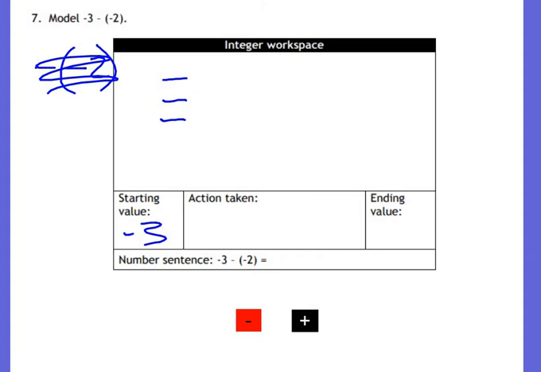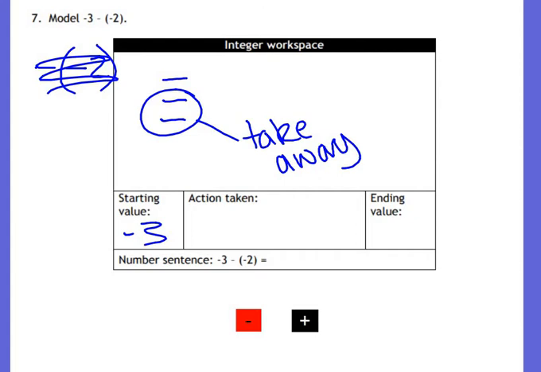Then I see a subtraction sign. My adding chips are taken away. Taking away. What kind of chips do I need to take away? Negative. How many negative? 2. So I'm taking away. Obviously, I had 2 negative chips to take away, right? So what am I left with? -1.